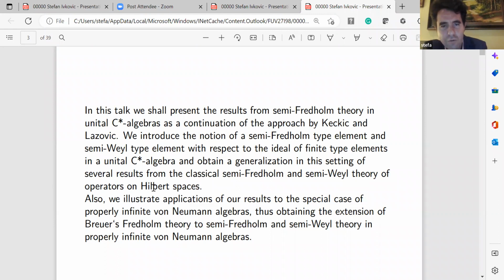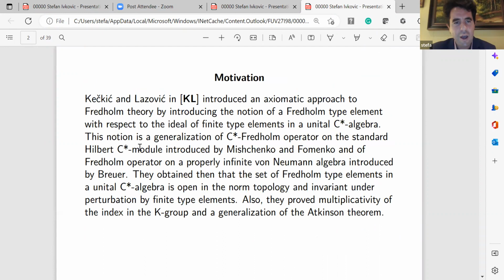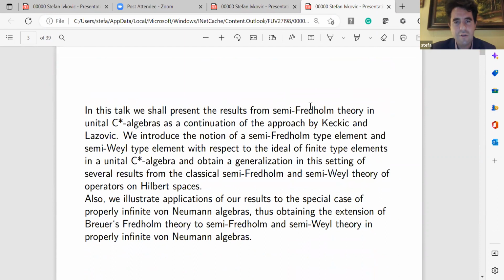As I said on the previous slide, in the same way as this axiomatic approach by Keckic and Lazovic generalized the results by Breuer in the case of von Neumann algebras, the aim is that this approach to semi-Fredholm theory in C-star algebras should enable us to obtain extensions from Breuer's Fredholm theory in von Neumann algebras to semi-Fredholm and semi-Weyl theory in properly infinite von Neumann algebras. And there, when we come to this concrete case, we again speak about concrete operators, and the results have a nicer description then. I shall also illustrate applications at the end of this talk, but let me first fix some notation and definitions.